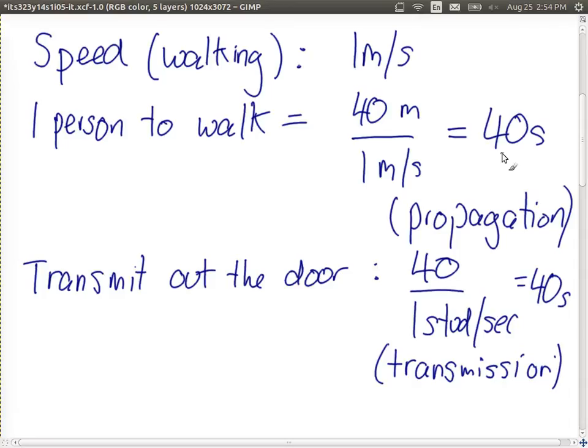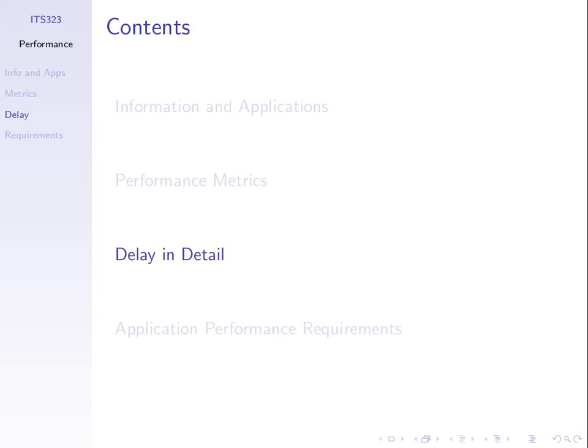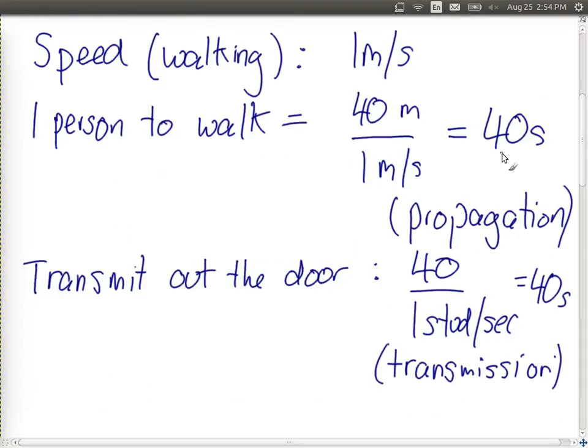Sometimes that may help people understand what we cover now, delay. But if this makes no sense to you, well, maybe it's not the best of examples. But I hope it helps some people understanding delay. Any questions about that? Make some assumptions, of course, about the speed, the distance, and so on. But if we know that data, we could calculate.